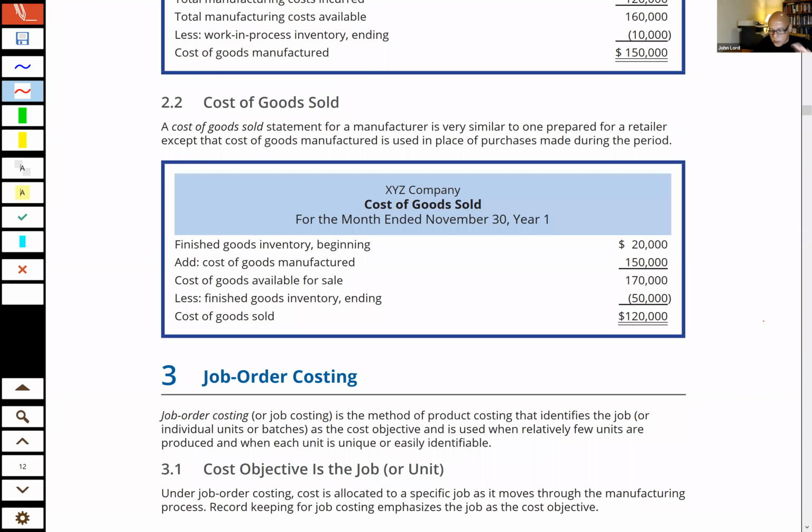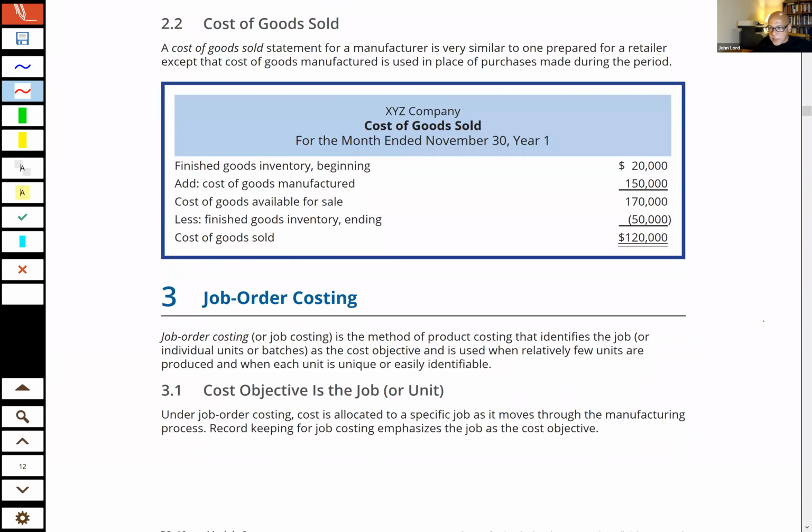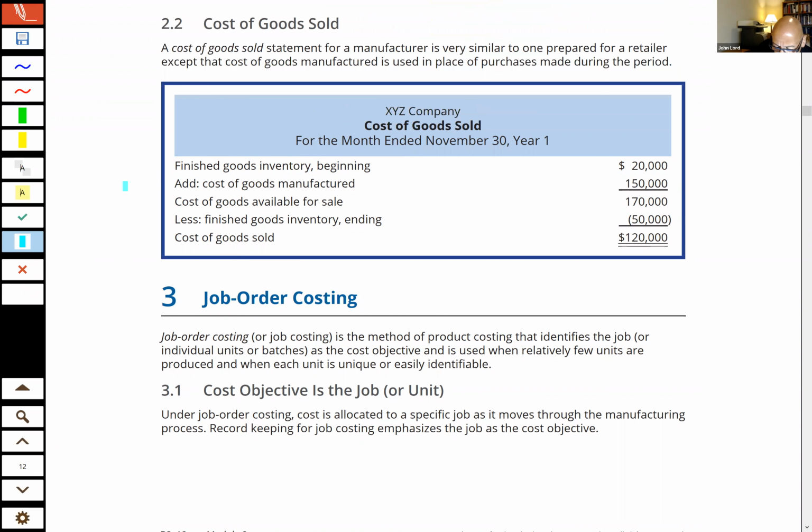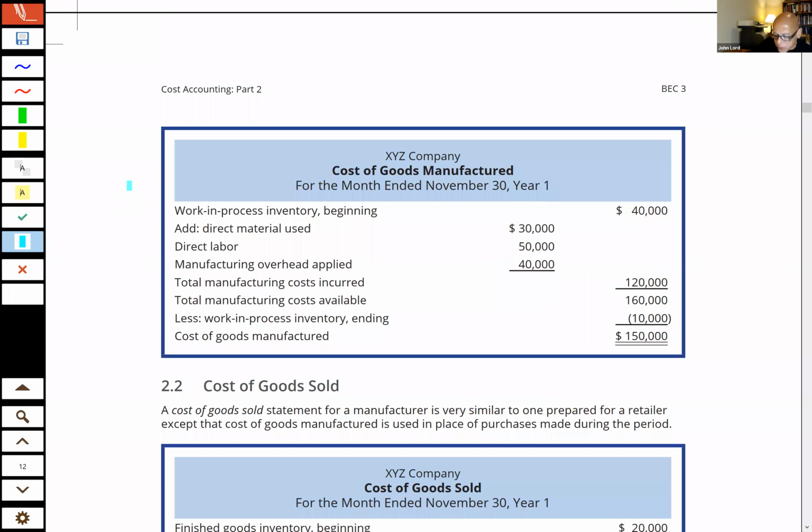Now I'm going to show you something else. I'm going to go past that, and I just want to go to job order costing. I'm going to show you something else, which to me is much more useful for you. Okay, I'm going to do it this way. And then I'm going to show you where you can flashcard this later.